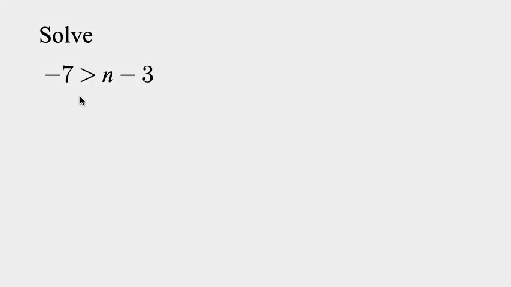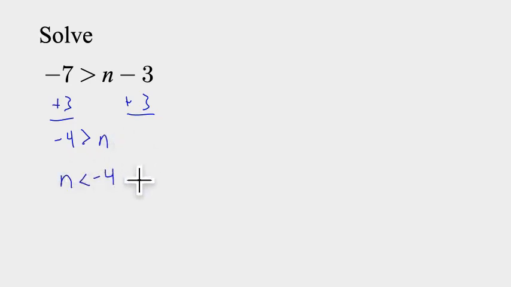Right here we have negative 7 is greater than n minus 3. Let's go ahead and solve for n. So I'm going to add 3 to both sides to get n by itself. And notice that this greater than sign comes straight down. So right now we have negative 4 is greater than n. This looks a little funny like this though, so let's get the n over on the left just by flipping everything, including the inequality. So I have n is less than negative 4.